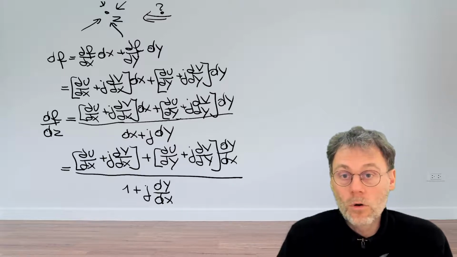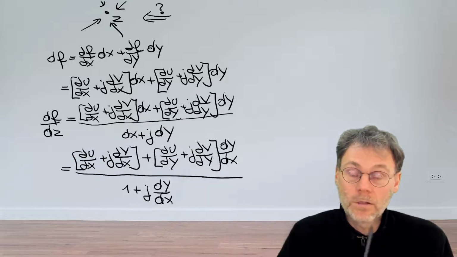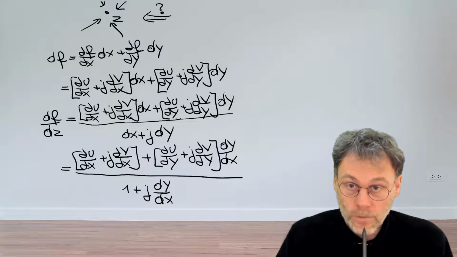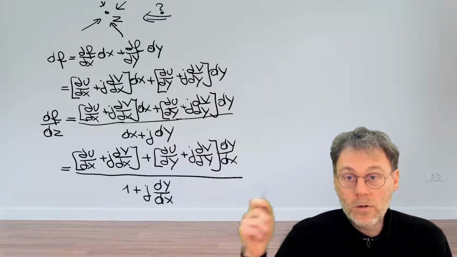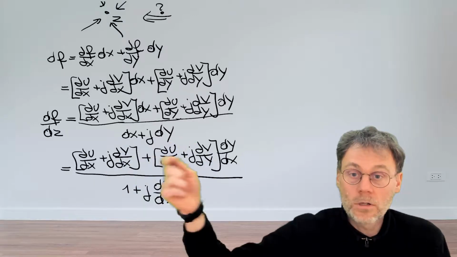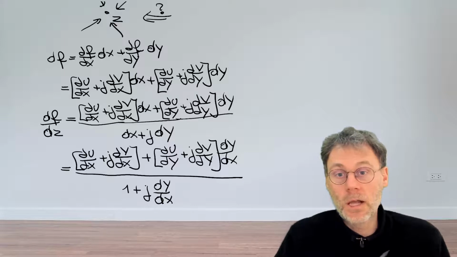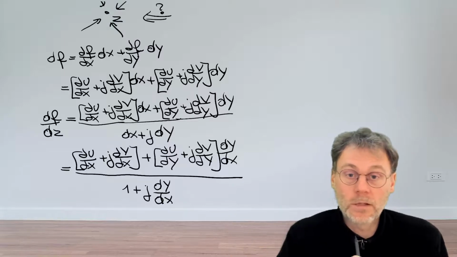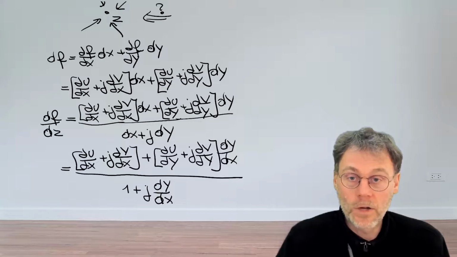Remember our goal? Our goal is to show that the derivative, so this expression, does not depend on the direction of approach. So pause the video here and try and think about where the direction of approach is encoded in this formula, and then see if you can use our friends Cauchy and Riemann to get rid of that direction of approach. So pause the video here and see if you can figure out the correct answer.